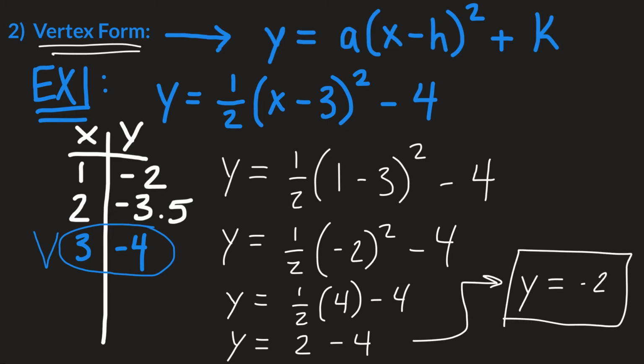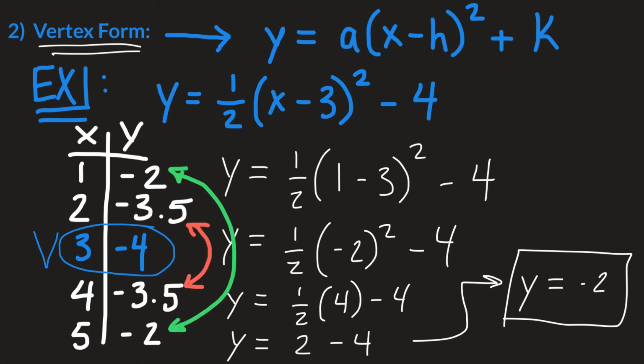Now I can use symmetry to figure out 2 points on the right side of this vertex. When x is 4, that means that y is negative 3.5. And when x is 5, that means y is equal to negative 2. This allows the parabola to be perfectly symmetrical with the same heights on either side of the vertex.